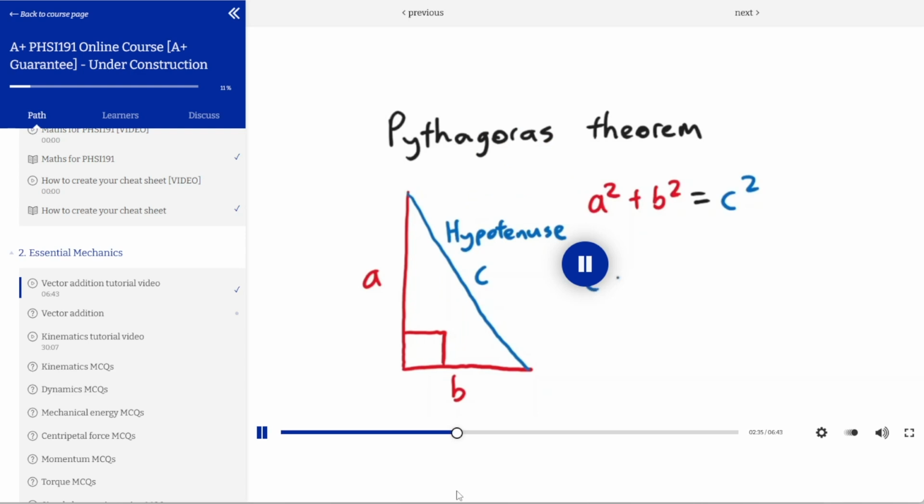the hypotenuse, so we will rearrange it for C. So C is equal to the square root of A squared plus B squared.